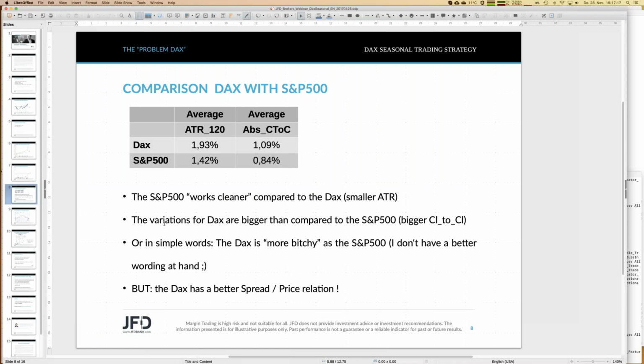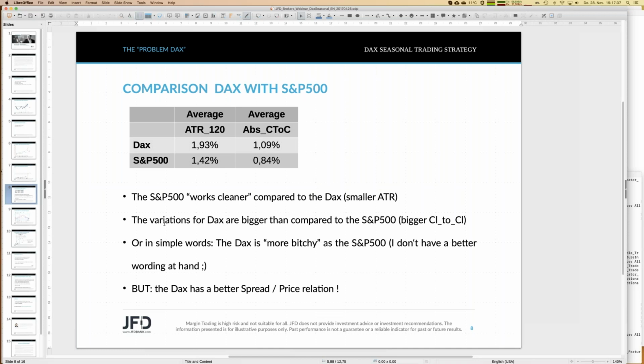But anyhow, let's think about the DAX. The DAX, as we speak, is about 13,000, 14,000. I don't even know it exactly. And the spread is 1. So the spread price relation is 1 to 14,000.